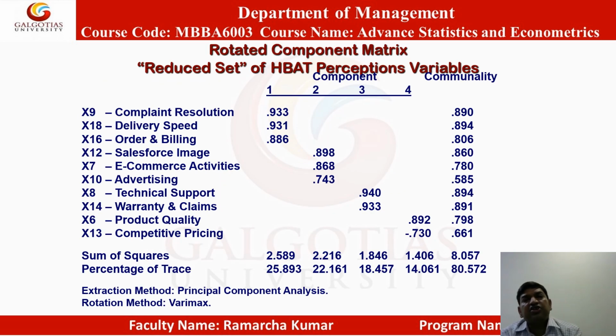Here we can see the rotated component matrix, reduced set of HBAT perception variables. We have components 1, 2, 3, 4 and communality, and you have variables X9, X18, X16 till X13. The variables are complaint resolution, delivery speed, order and billing, sales image, e-commerce activity, advertising, technical support, warranty and claims, product quality, and competitive pricing. The sum of squares and percentage of trace are given, and the extraction method is principal component analysis. Rotation method is varimax.